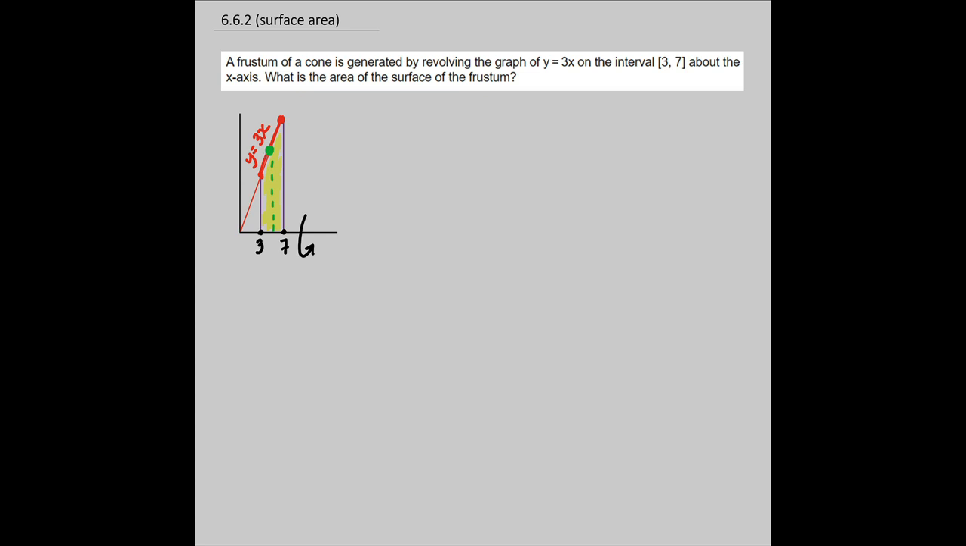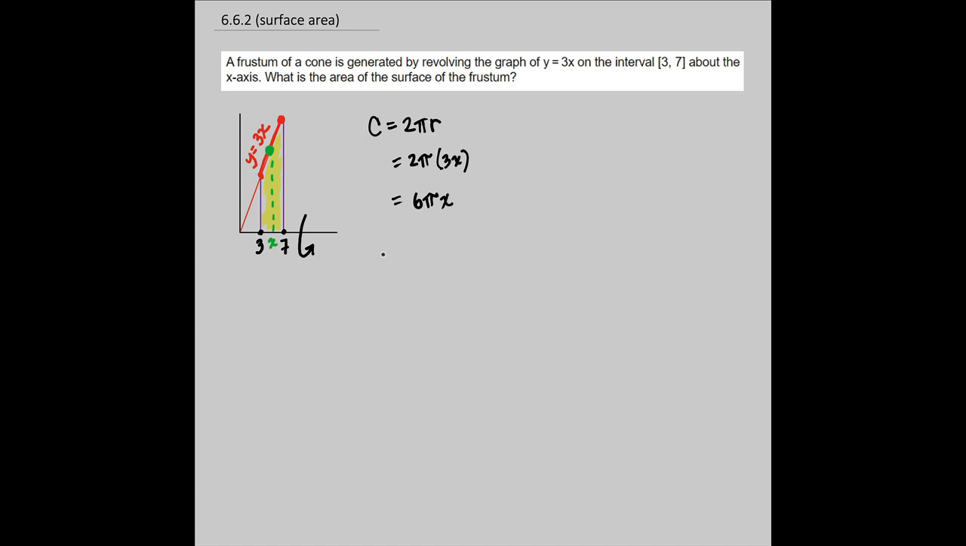Okay, so that rotates around, and that circumference is going to be given by 2 pi times the radius, and the radius there is the function. So the formula we have for the circumference at that random point x, so I'm imagining this as the element at x, and that circumference is 2 pi times 3x, which gives us 6 pi x.